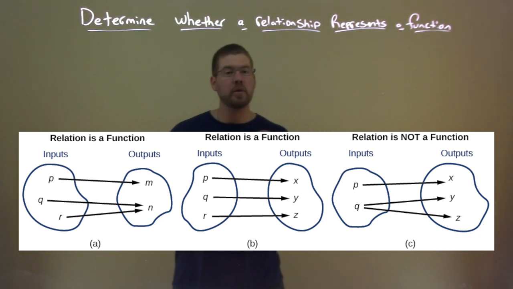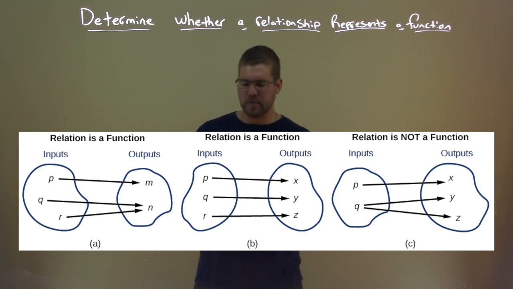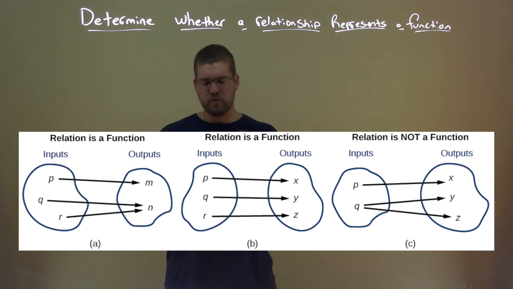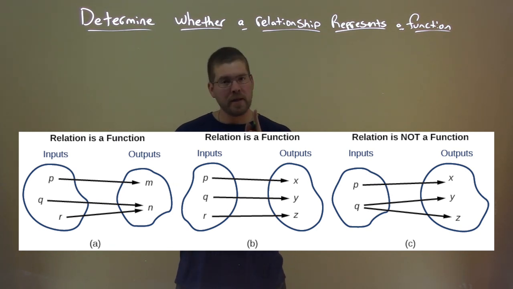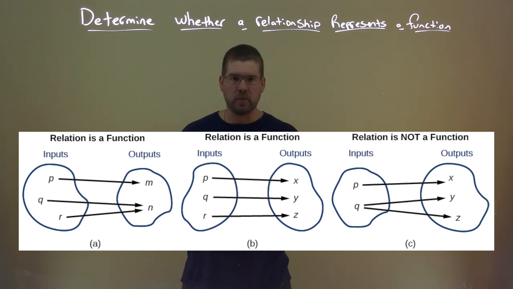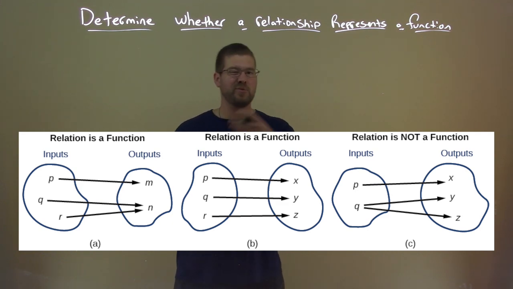Notice we have two inputs, P and Q, okay? P goes to X, but here's the part that really causes this not to be a function. Q goes to Y and Z. We're not allowed to have one input go to two outputs. And there we have examples of what represents a function and which one doesn't.